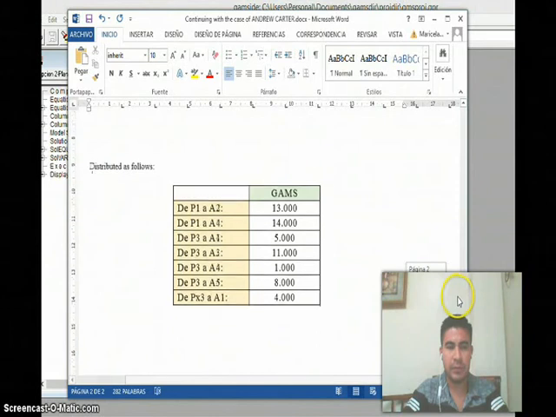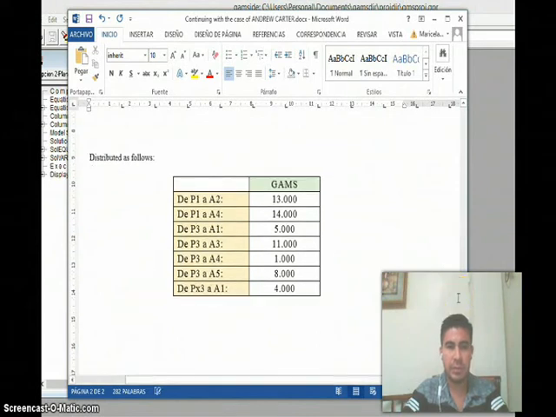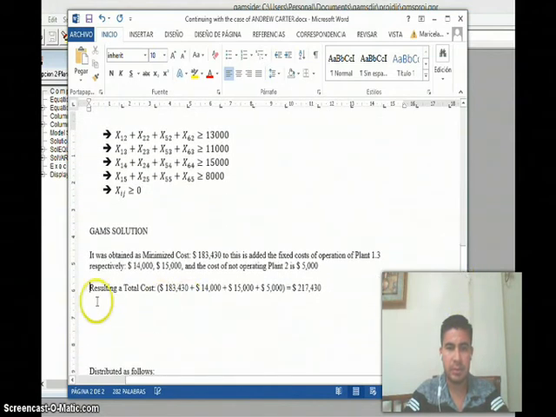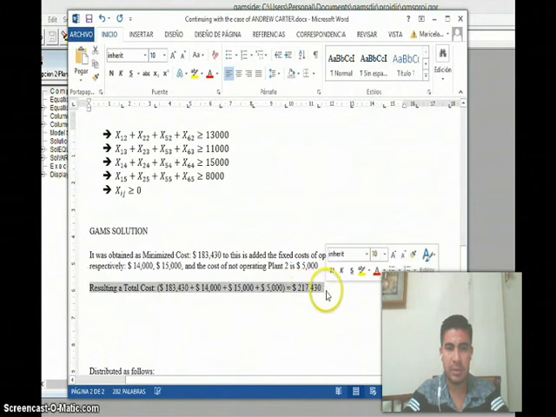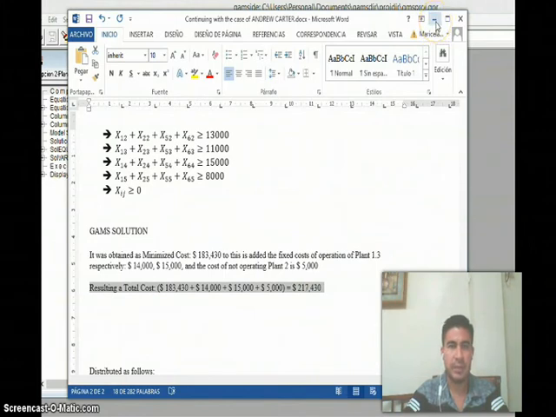The distribution obtained using GAMS is from plant 1 to A2, plant 1 to A4, plant 3 to A1, plant 3 to A3, plant 3 to A4, and plant 3 to A5 respectively. We obtain the total cost as this number using the program GAMS.